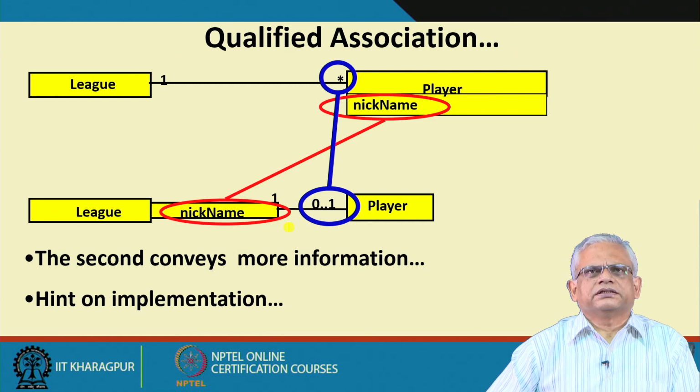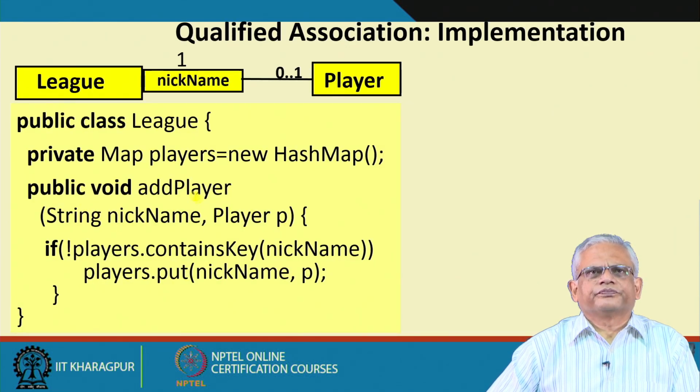How do we do that? Let's see the implementation part here. To implement a qualified association, we use a map, that is a collection class. Given a key, it uniquely identifies the object and ensures that the keys are unique. So, to implement this situation, that given a nickname, there exists at most one player in the league.